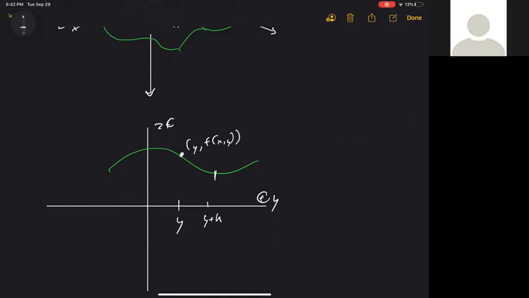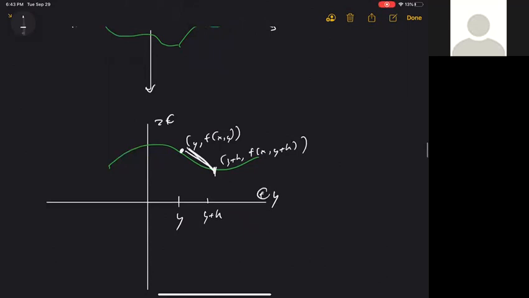And then here, and remember in this slice, x is constant. Call it x, well, we'll just leave it as x. Remember, x is constant in this plane. All right, and then what's this point? y plus h, f of x, y plus h. Okay. And then what's the slope of that secant line?